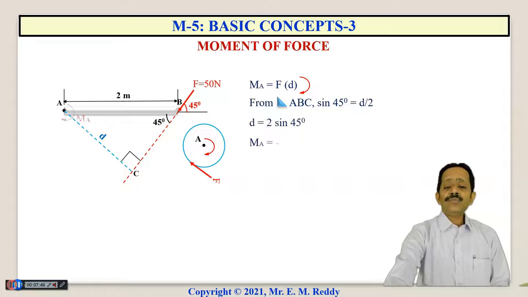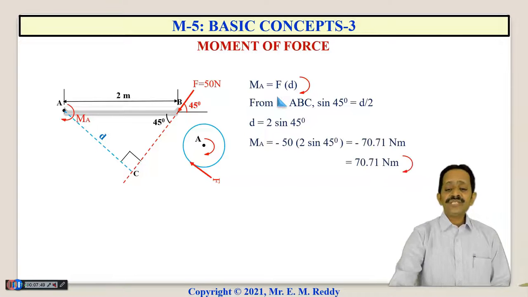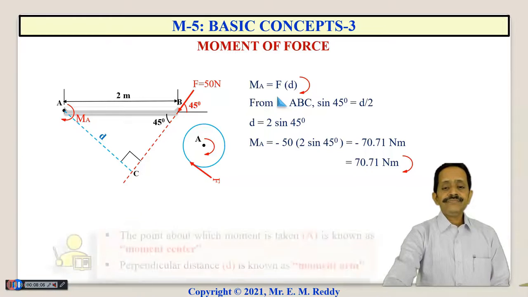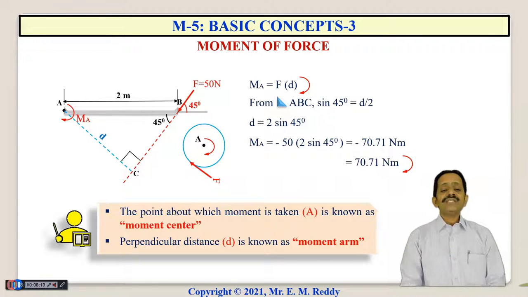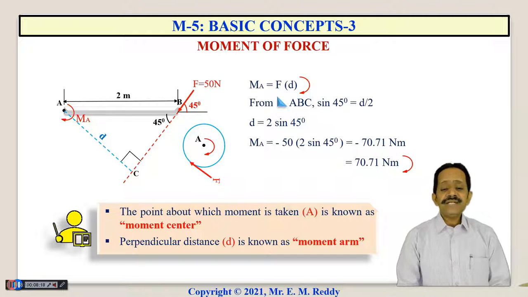Therefore, moment about point A is minus force 50 into distance 2 sine 45. Minus because sense is clockwise. That gives you minus 70.71 Newton meter. So, it is 70.71 Newton meter clockwise. Understood? The point about which the moment is taken, here point A, is known as moment center. And the perpendicular distance D is known as moment arm.